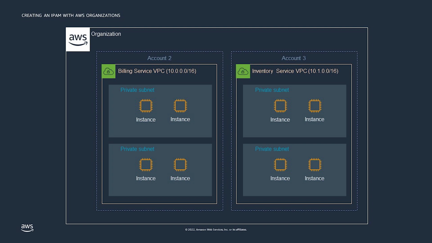Let's take a look at the network that we're going to set up IPAM for. Currently, my network consists of three accounts. The first one's not pictured. It's part of the AWS organization, and it's the organization management account. I then have two accounts, which represent existing services within my network. Account 2, which is on the left there, is for a fictitious billing service. And then account 3 is for our fictitious inventory service. You can see each of these services have multiple subnets with multiple instances.